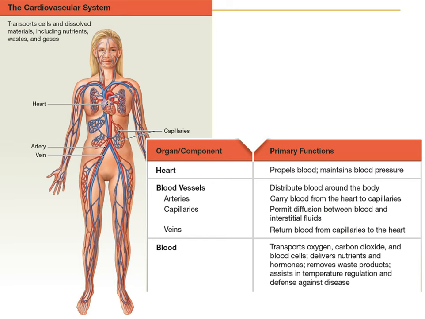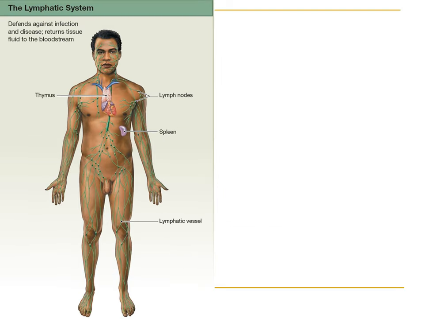And this action is performed in the cardiovascular system by the blood, which carries different gases like oxygen and carbon dioxide, and it also delivers nutrients and removes waste products. It also has a role in temperature regulation, and it also provides immunity. So these are the basic functions of the blood, which is a component of the cardiovascular system.